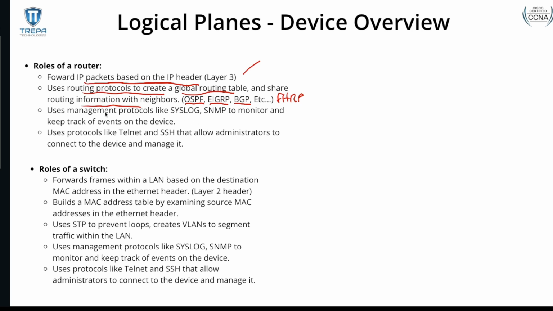What else does a router do? We also have management protocols like syslog and SNMP that help us monitor and keep track of events on the device. This is us sending syslog events to a centralized syslog server, maybe sending them to Splunk nowadays, right? Cisco just acquired them. And then SNMP, having things like SolarWinds. Even DNA Center can use SNMP to get information from our device, so track the CPU, track interfaces. And then they also allow protocols like Telnet and SSH to connect to the device and manage, configure, and troubleshoot it.